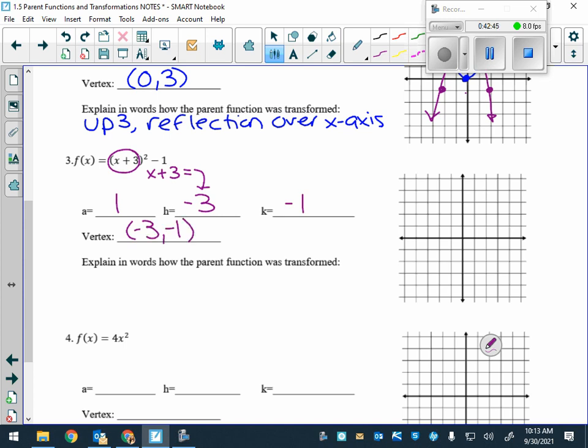Eleanor? -3, -1. So what types of transformations have happened? What's 1? Eliza? Yep, go ahead. Down 1. Excellent. Okay, so I'm just going to go ahead and plot my new vertex. Okay, since the a value is 1, I know the trend is still the same. Okay, so how many of you did get a graph like that? Perfect, perfect. Okay, any questions so far on 1, 2, or 3?